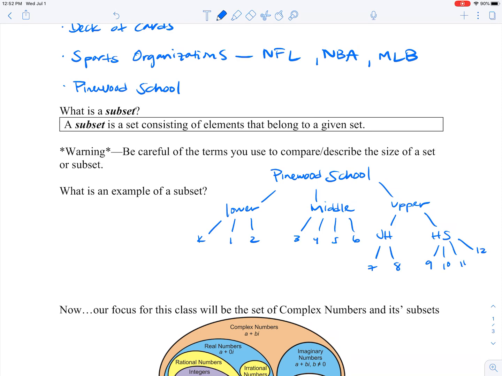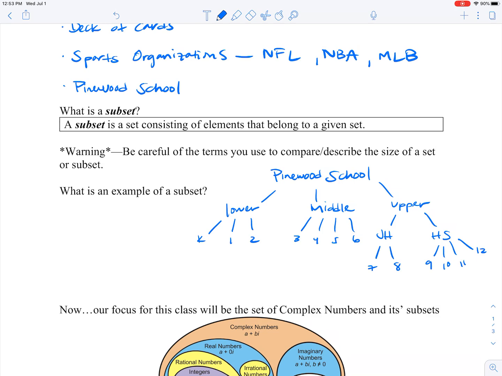Junior high is made up of 7th and 8th graders, and high school is grades 9, 10, 11, and 12. So junior high can be thought of as a subset of upper campus, but it can also be thought of as a subset of just Pinewood School. Same thing, high school can be thought of as a subset of upper campus, but also just a subset of Pinewood School. The 12th grade is a subset of the high school. 12th grade is also a subset of upper campus, and also a subset of Pinewood School. However, the 12th grade is not a subset of lower campus, right? No 12th graders are students at lower campus.